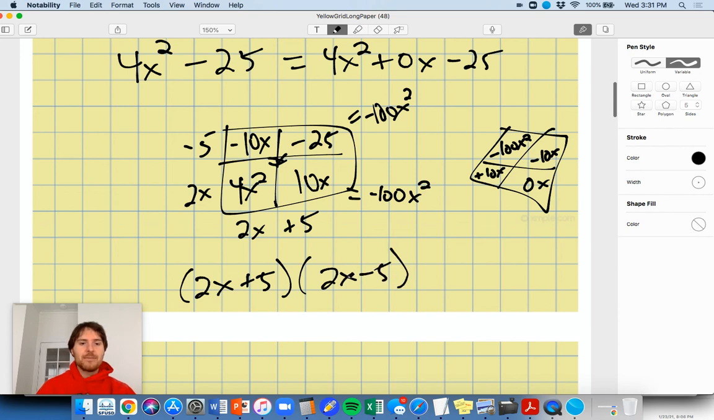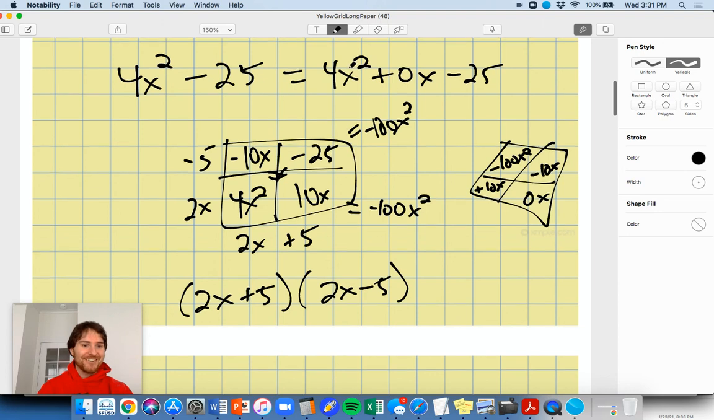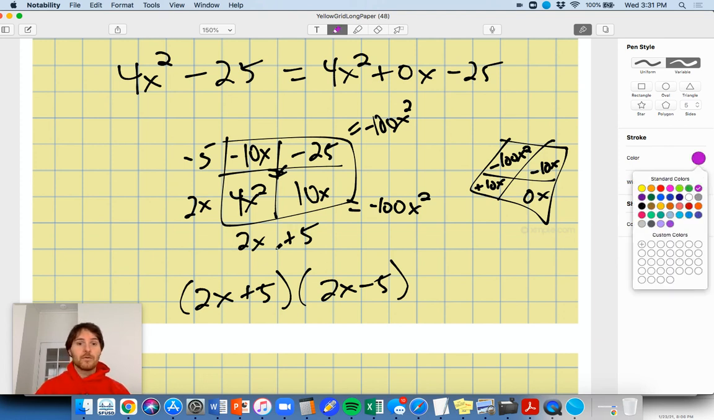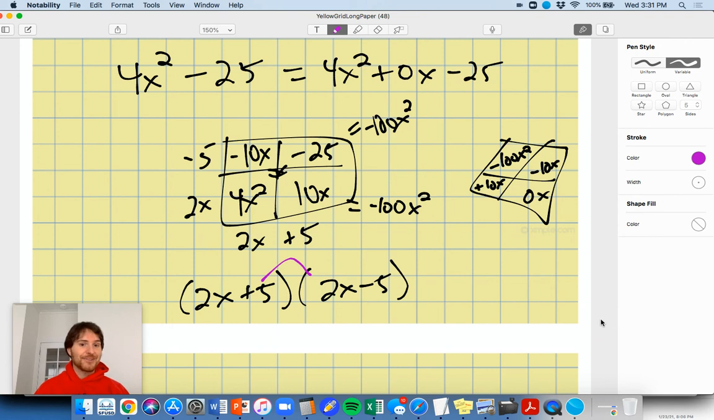We got the same x terms, right? 2x squared, meaning the whole thing squared, is 4x squared. And then 5 times negative 5 is negative 25. And that's that. And then the 10x's we can eyeball in our head. For multiplying this together, this is 10x right there: 5 times 2x is 10x. 2x times negative 5, there's where my negative 10x came from. So that's that.